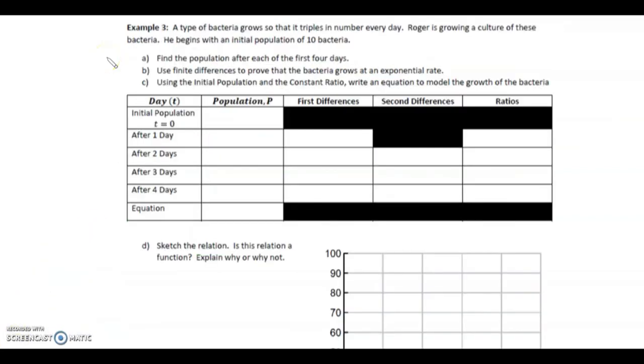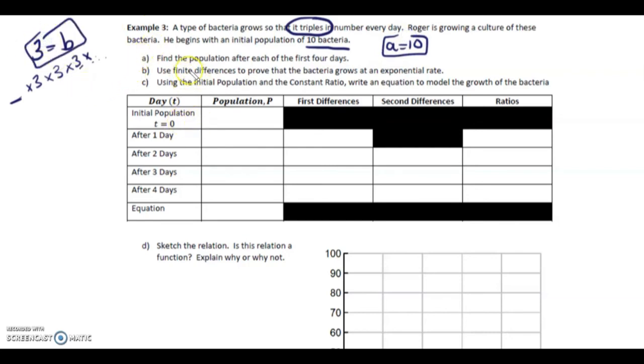So example 3: a type of bacteria grows so that it triples in number every day. Triples, what does that mean? That means we're going to have a base of 3, because essentially it's going to be some number times 3, so many times. Roger is growing a culture of these bacteria. He begins with an initial population of 10. Initial population, we know that's our A. So find the population after each of the first 4 days.